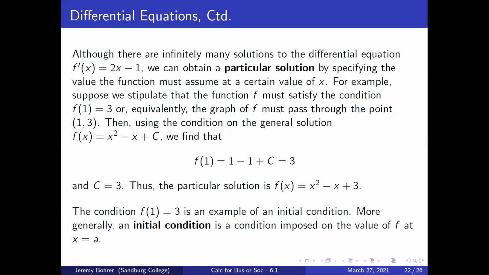Then using the condition on the general solution f of x equals x squared minus x plus c, we find that f of 1 equals 1 minus 1 plus c equals 3, and c equals 3. Thus, the particular solution is f of x equals x squared minus x plus 3. The condition f of 1 equals 3 is an example of an initial condition. More generally, an initial condition is a condition imposed on the value of f at x equals a.